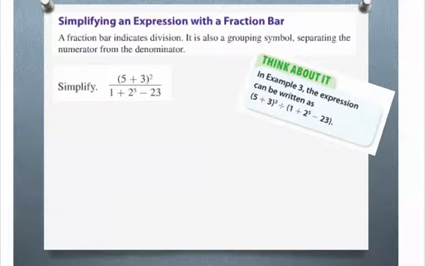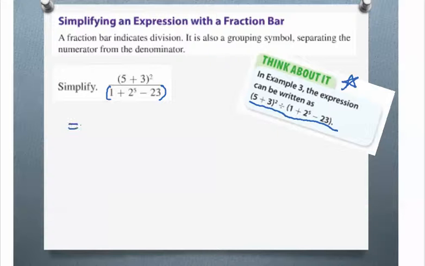Okay, so what do we do if we have a fraction bar? It's a grouping symbol. So it separates the numerator from the denominator. So I put this little note up here. If you had 5 plus 3 quantity squared over 1 plus 2 to the 5th minus 23, the fraction bar, remember, like I said, it's a grouping symbol. So what it does is really it puts the numerator in parentheses and it puts the denominator in parentheses. So this is another way that you could write it, although I don't suggest it, because you still want it to be a fraction.